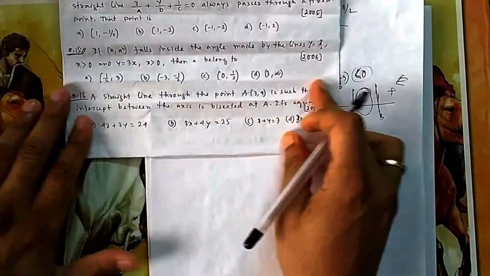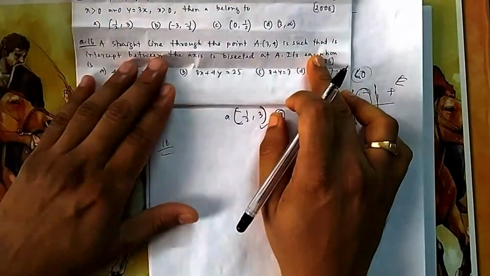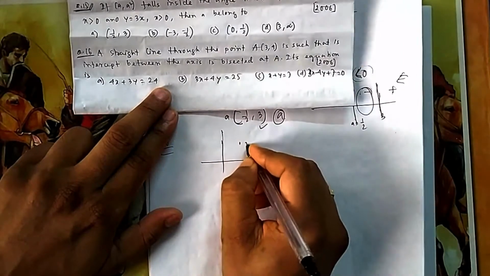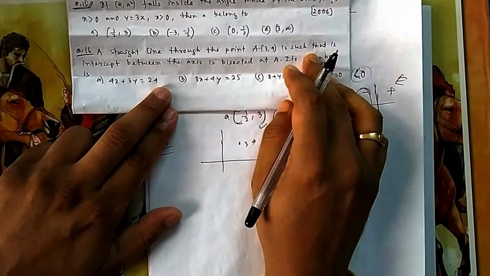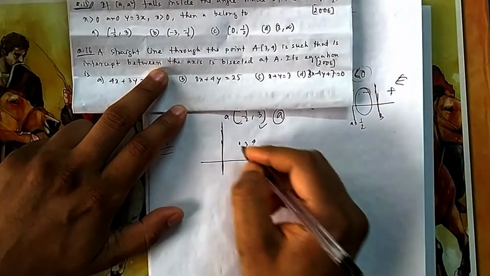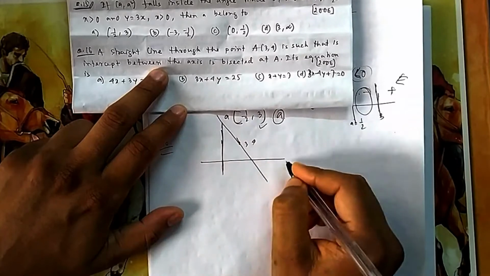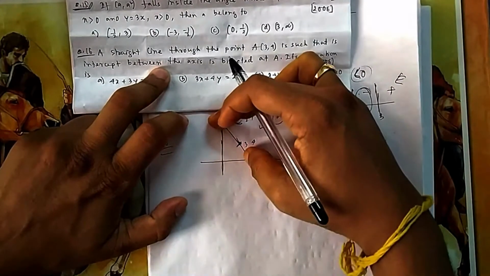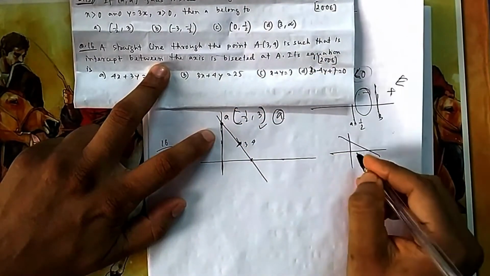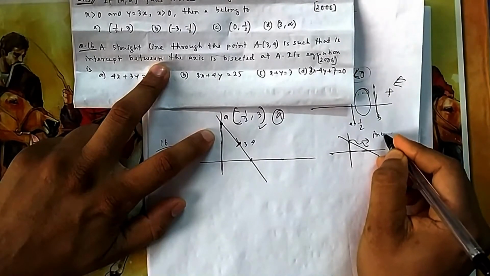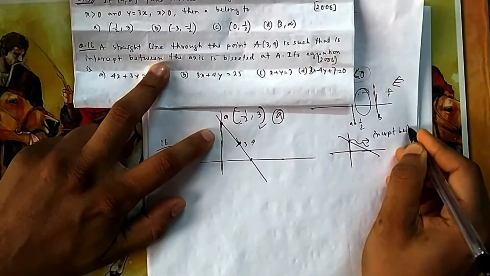In question 16, the straight line through the point is such that the intercept between the axes is bisected at A. So a straight line passes through the point (3, 4), and it should be such that the intercept between the axes, what is the intercept between the axes? Not the x-intercept or y-intercept. If this is a straight line, then this is known as the x-intercept, this is the y-intercept, and this is the intercept between the axes.